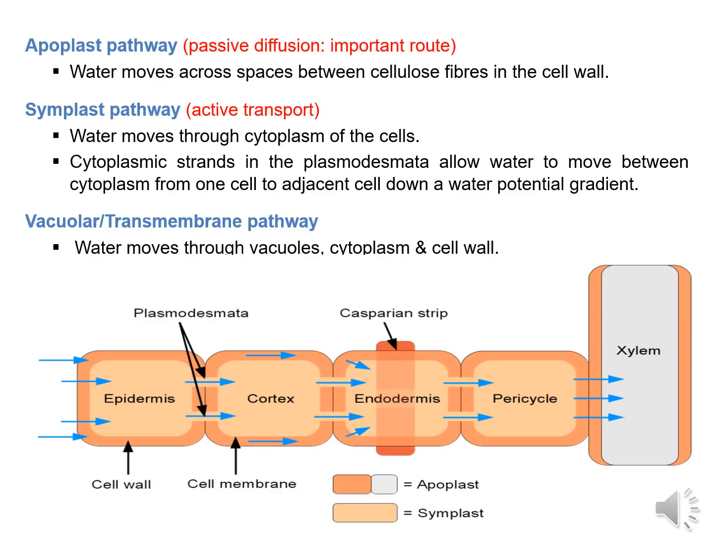Meanwhile, in the symplast pathway, the water has to move through the cytoplasm of the cell. And the cytoplasmic strands in the plasmodesmata will allow water to move between cytoplasm from one cell to another cell down a water potential gradient. And last but not least, in the vacuolar or transmembrane pathway, the water has to move through the vacuole, cytoplasm, or even cell wall. It shows that this is the hardest, with the most barriers before water reaches the xylem.